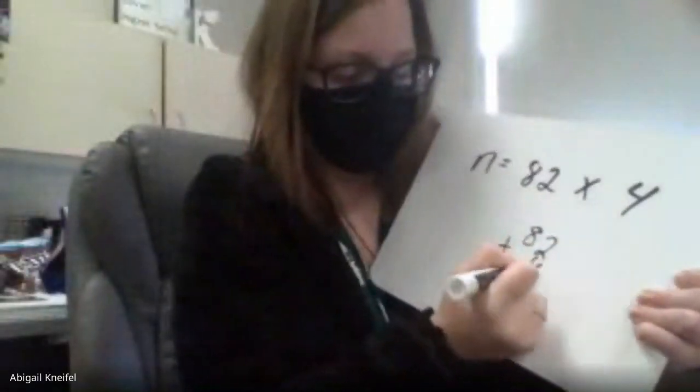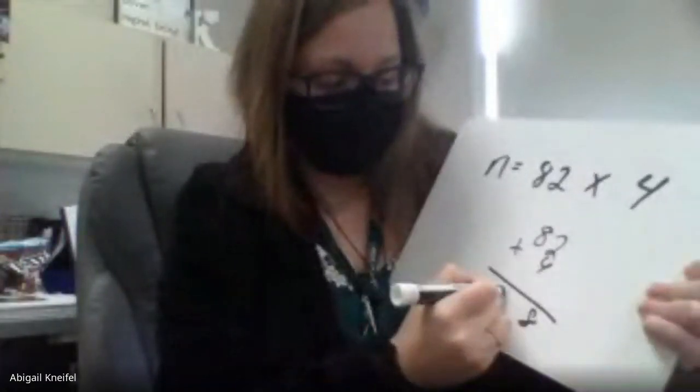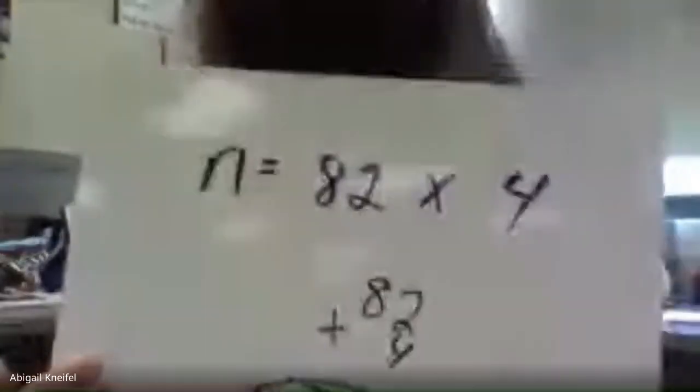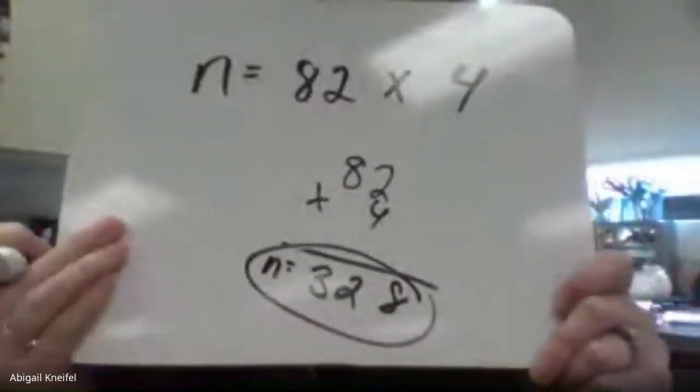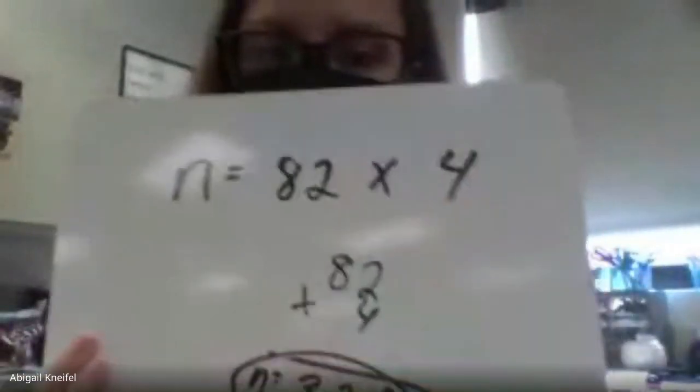N equals 82 times 4. So you just set it up. 82 times 4. 4 times 2 is 8. 8 times 4 is 32. Your answer should be N equals 328. Let me see your boards.